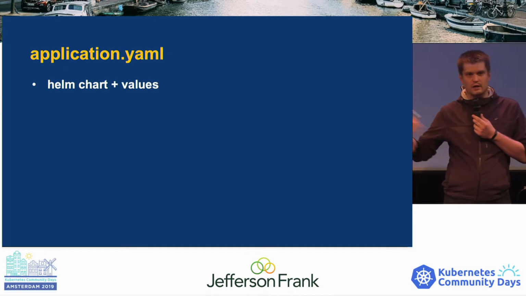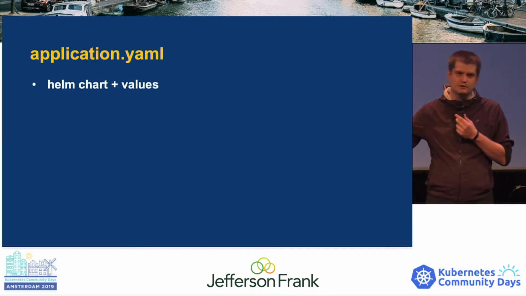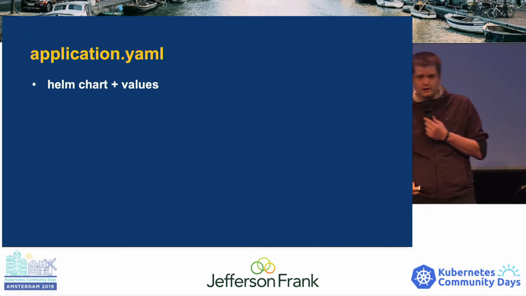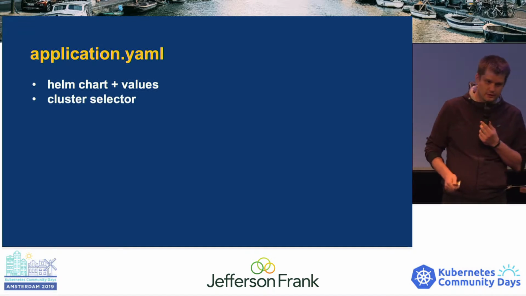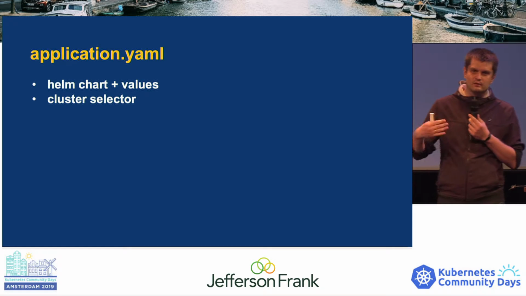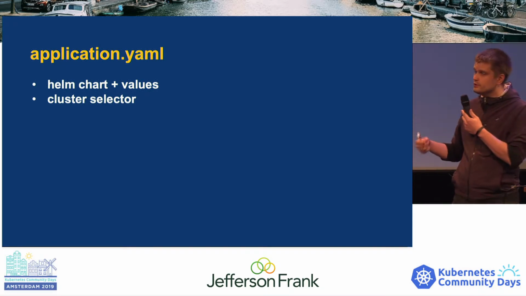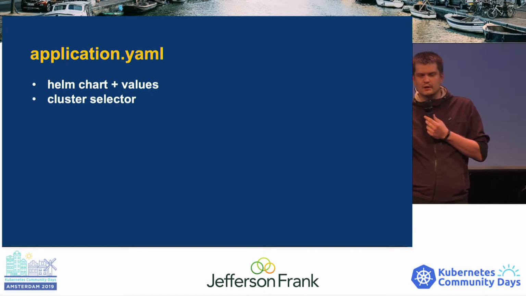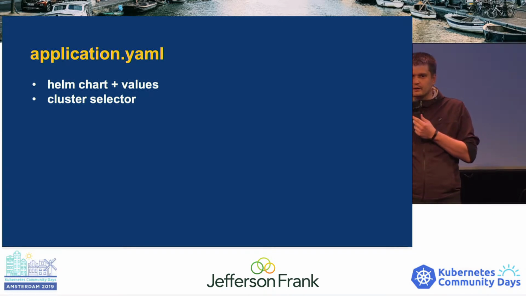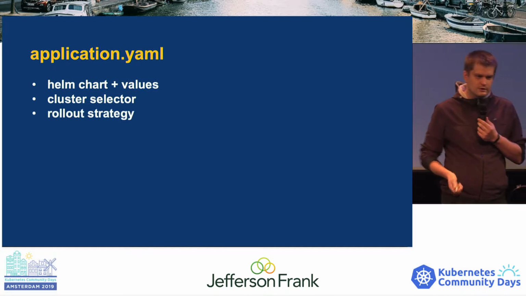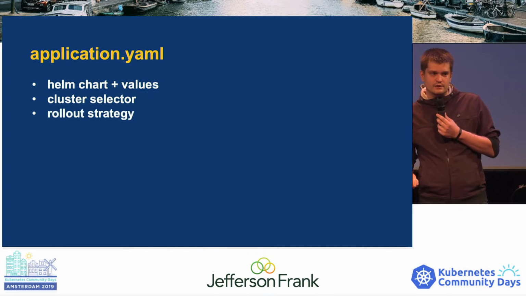values. And on the other side of the system, Shipper conceptually replaces Tiller and makes sure that the Helm chart is deployed. An application contains a bunch of cluster selectors, which let the developer specify not only what regions we want to deploy to, but also what kind of capabilities a cluster needs to have in order to satisfy the application requirements. And of course, finally, the rollout strategies.